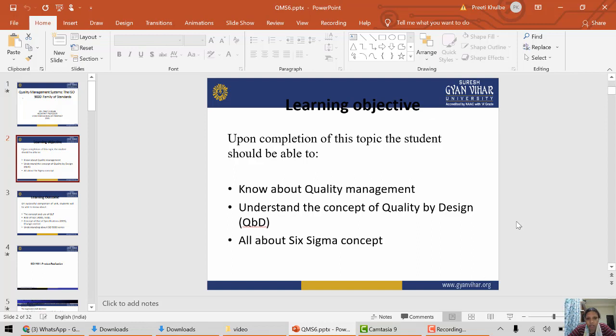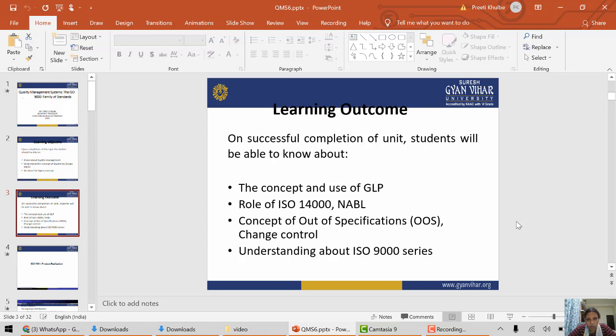So the learning objectives include knowing about quality management, understanding the concept of quality by design, as well as all about the Six Sigma concept. Similarly, the learning outcome on successful completion of the unit is that students will be able to know about the concept and use of GLP, the role of ISO 14000 and NABL, the concept of out of specification, as well as change control, and understanding about the ISO 9000 series.